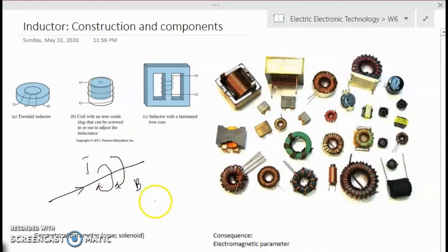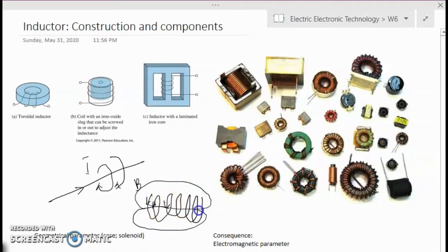So imagine if we have a coil like this, and we have a current that's circulating in this coil. What it will create is a magnetic flux line in this shape around the inductor, and this magnetic flux is what makes an inductor work, right?